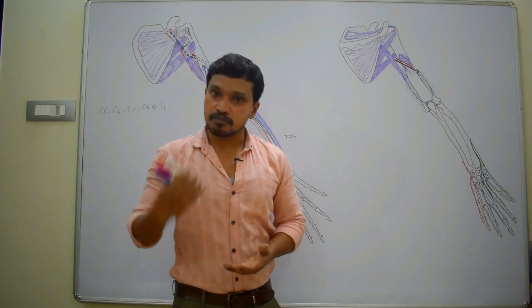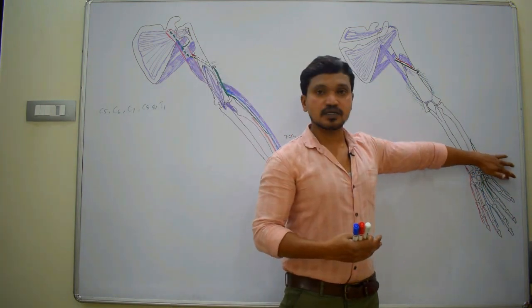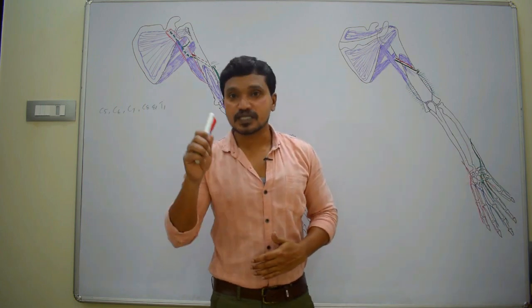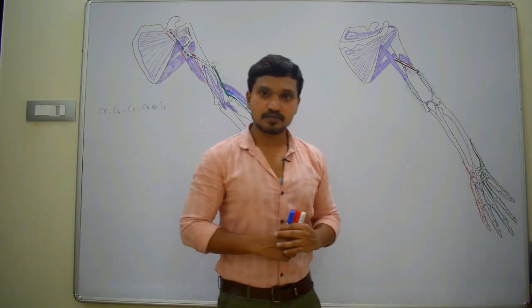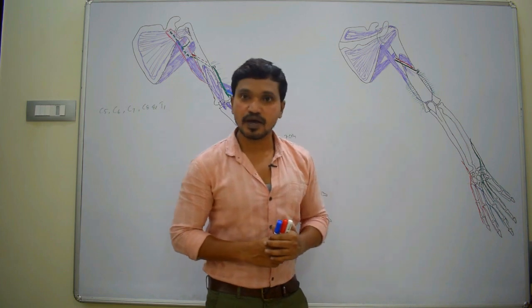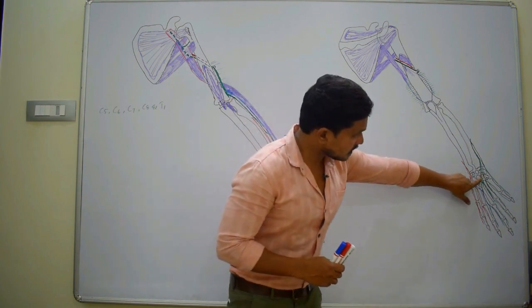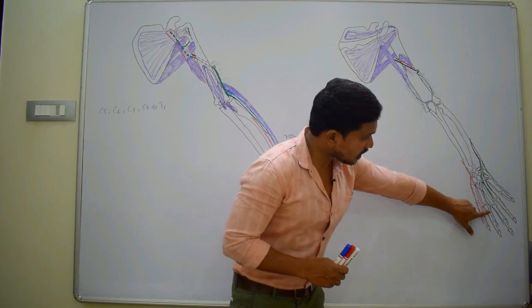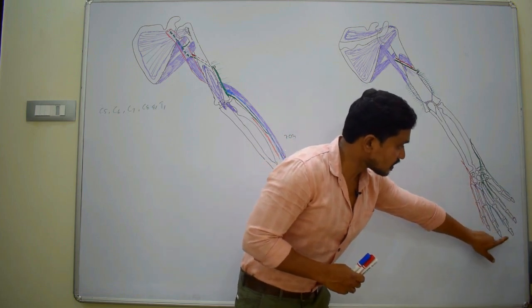Because of that, in some textbooks, the lateral 3.5 digits and the lateral 2/3 of the dorsum of the hand will be supplied by the radial nerve. Why? Here, the radial nerve gives a common digital branch that is supplying the adjacent sides of the middle finger and ring finger.